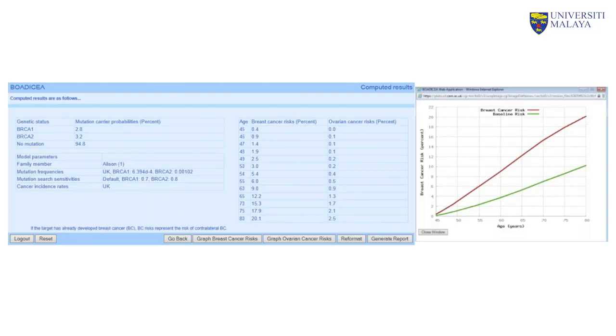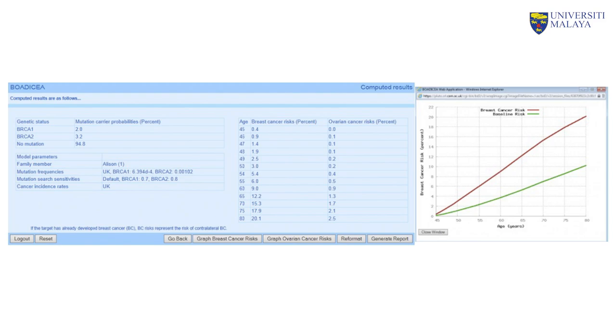There are risk assessment tools like the Breast and Ovarian Analysis of Disease Incidence and Carrier Estimation Algorithm, or BOADICEA, model that provides breast and ovarian cancer risk estimates based on the UK breast cancer incidence. Risk factors such as age, family history, mammographic density, polygenic risk scores, reproductive, hormonal and lifestyle information can be inputted, and you will be able to give individualized estimations to your patient.